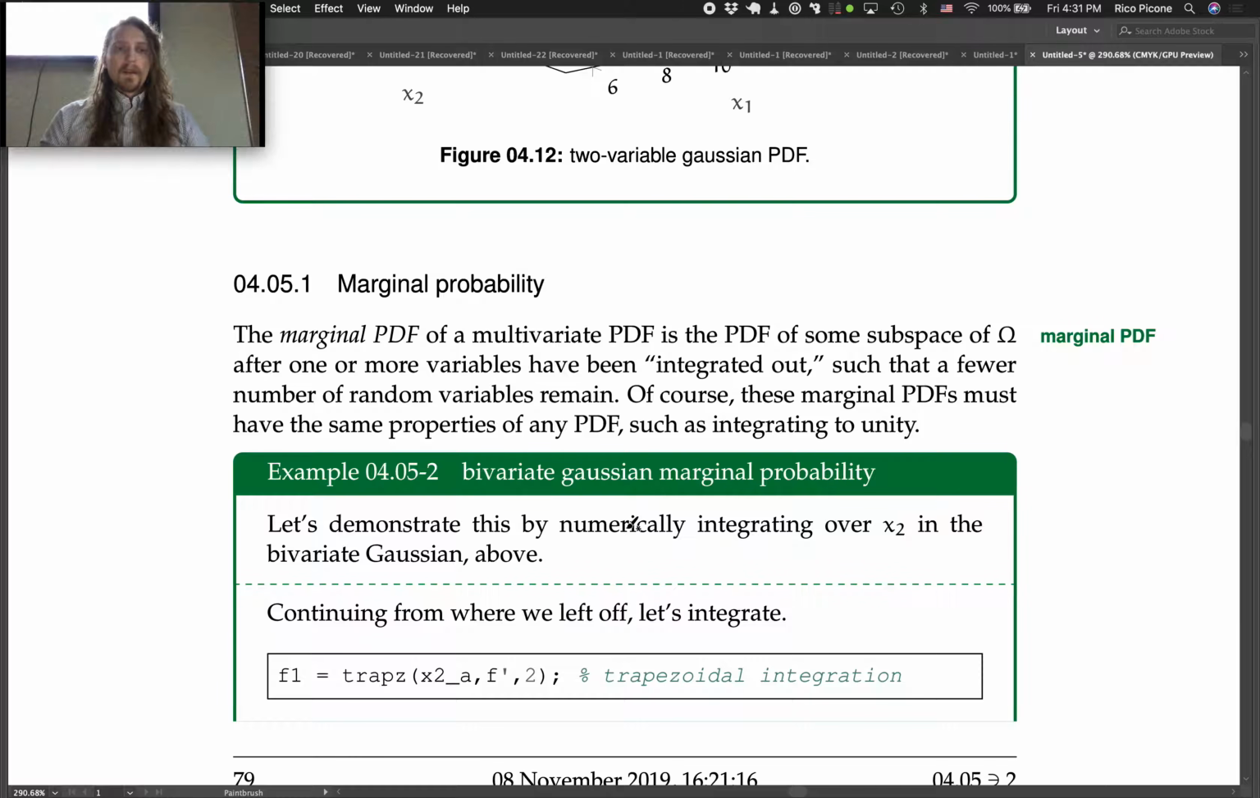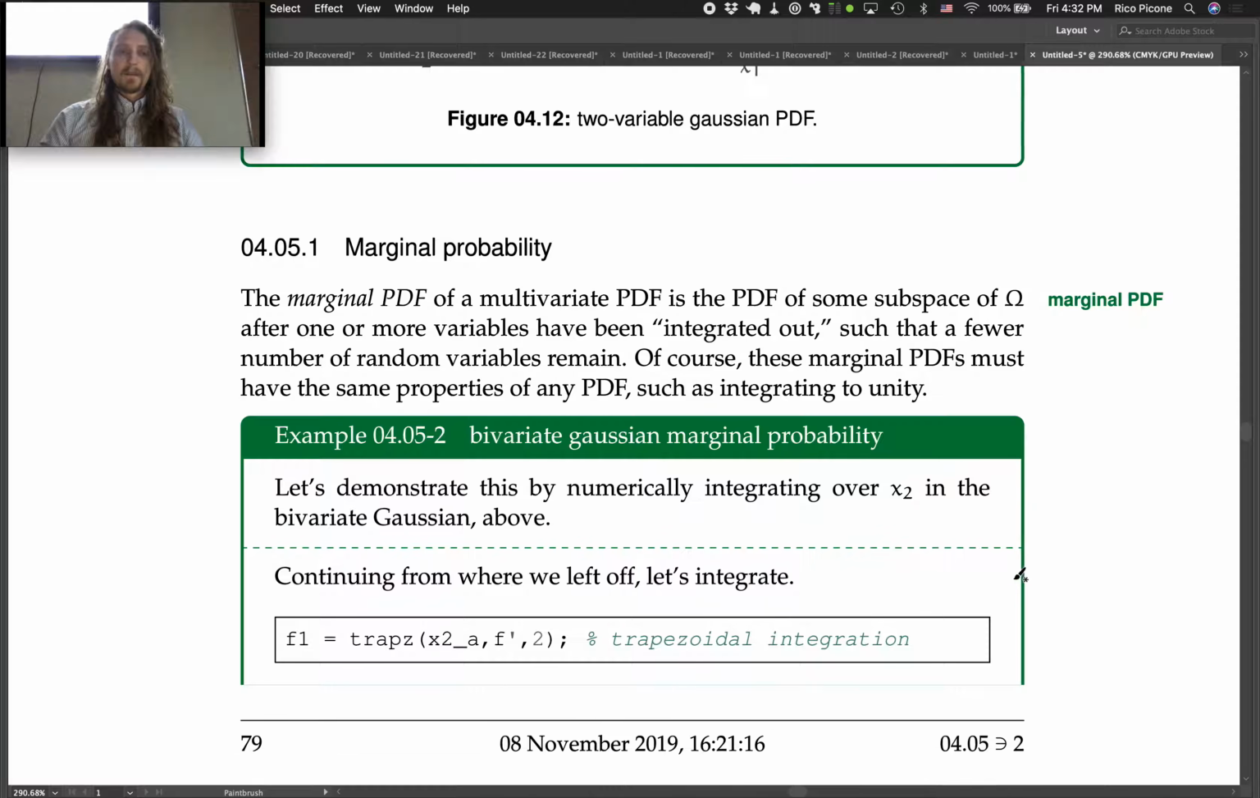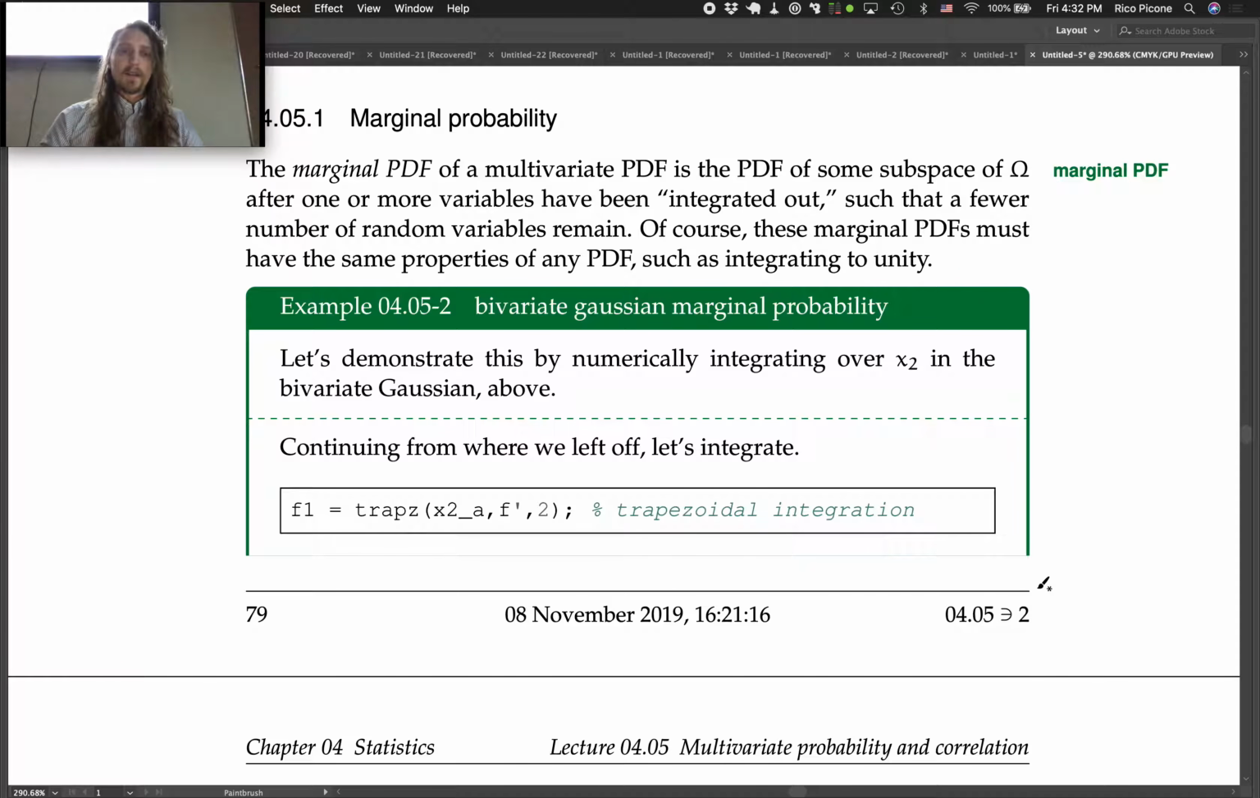Marginal probability. The marginal PDF of a multivariate PDF is the PDF of some subspace of omega after one or more variables have been integrated out, such that a fewer number of random variables remain. Of course, these marginal PDFs must have the same properties as any PDF, such as integrating to unity. So we'll do this with the bivariate Gaussian using the mvnpdf function from above. We're going to just continue where we left off.